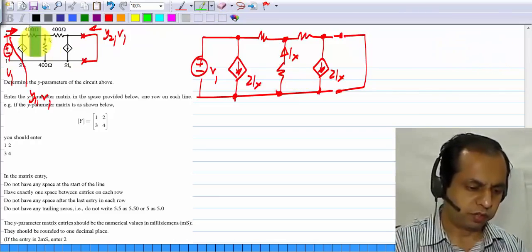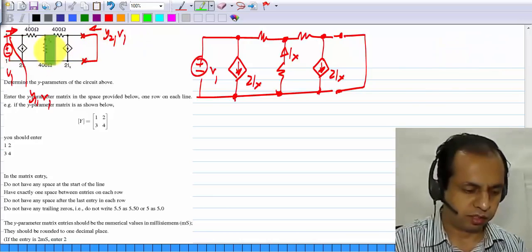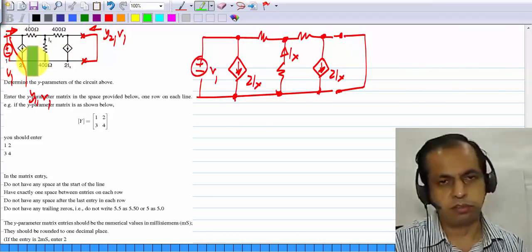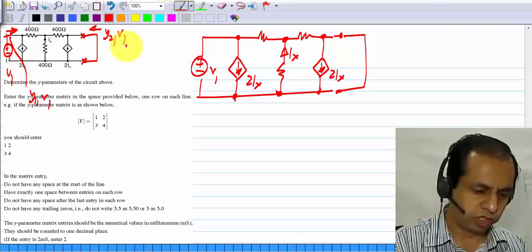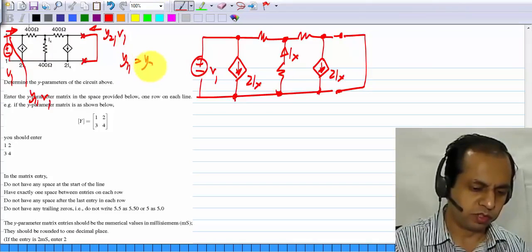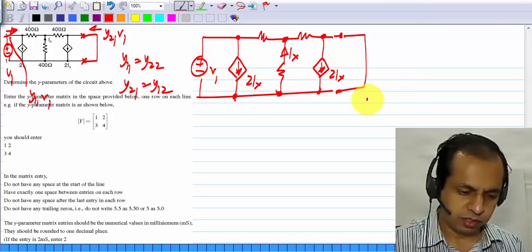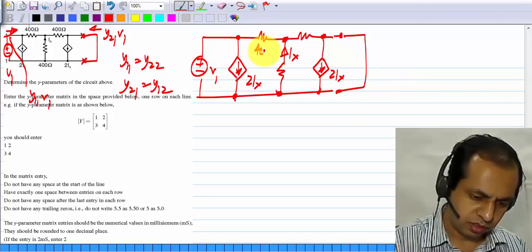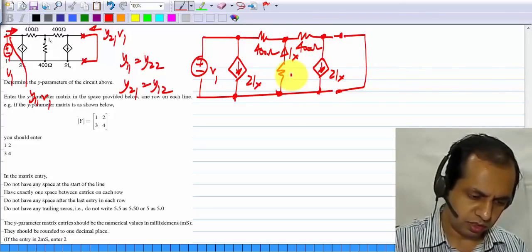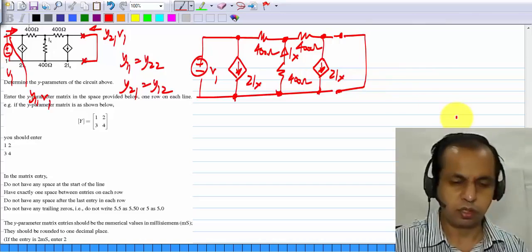First of all, the network is symmetric completely, right? So it looks the same way from port 1 and port 2. So you expect that Y11 equals Y22 and Y21 equals Y12. And when you apply V1 like this, what happens? This is 400 ohms, this is 400 ohms, and this is also 400 ohms.